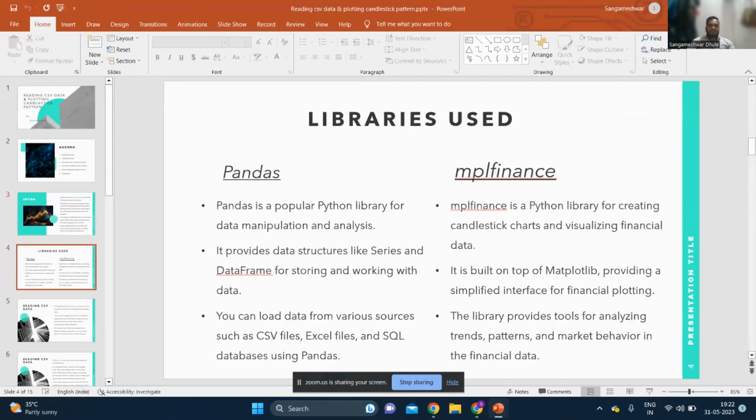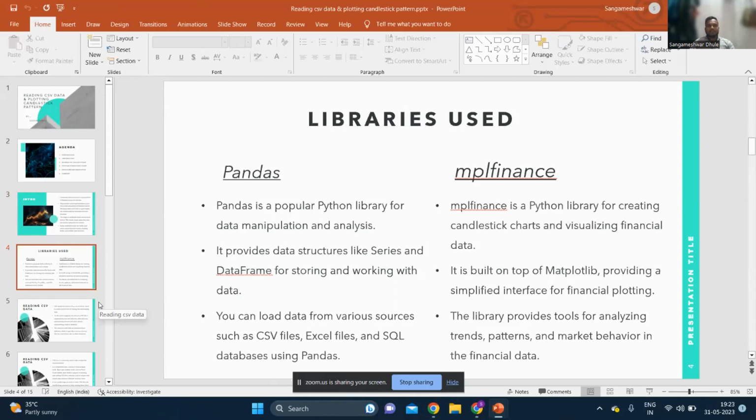Okay, so these two libraries are used in the project. The first is Pandas and the second is MPL Finance. Pandas is a popular Python library for data manipulation and analysis. It provides structures like Series and DataFrame. A Series is a structure which has just one row and a column, and a DataFrame is two-dimensional.